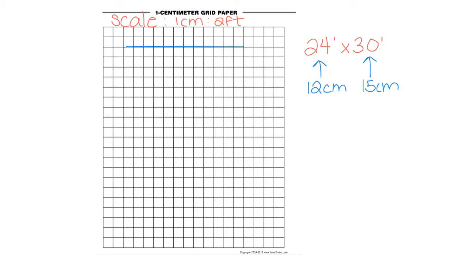So I've put a line across 12 boxes along the top. And so from here to here, I know is 24 feet. Okay, so I just labeled it like that. You are definitely going to want to use a ruler. Okay, it's a little bit harder on here to get an exactly straight line, but I did the best that I can. And so now I'm going to go ahead and draw 30 feet down, which I know is going to be 15 centimeters or 15 boxes.